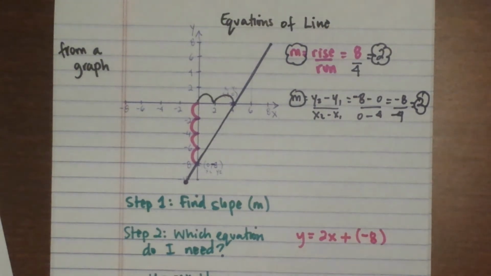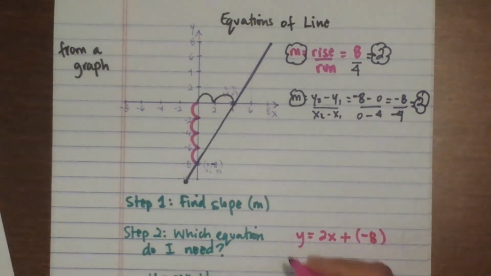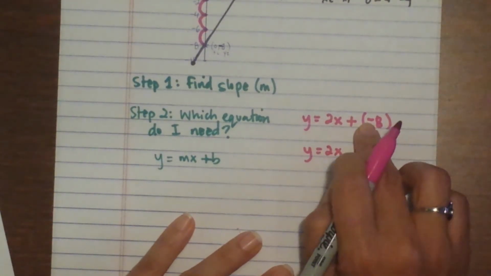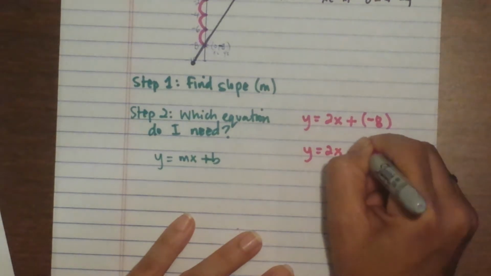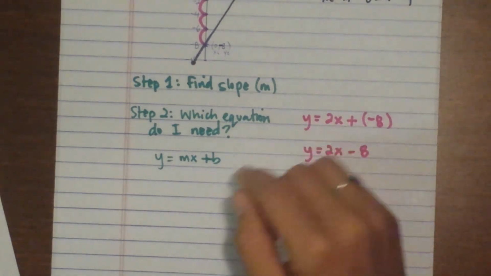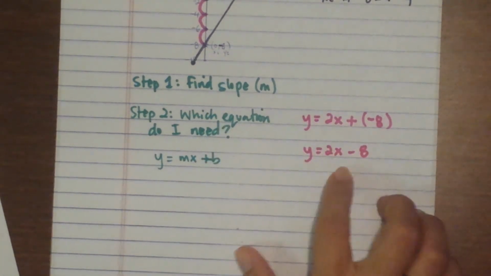Then go ahead and do just like the other one. Go ahead and simplify. y equals 2x. A positive and a negative give you a negative, so -8. And you're done. That is a lot faster than plugging it into the other equation, using the 2 points to find y equals 2x minus 8.